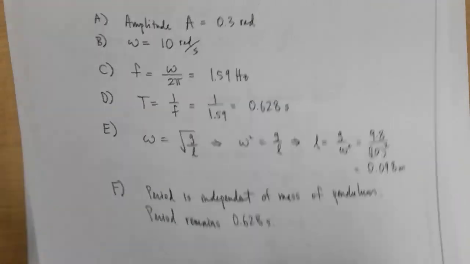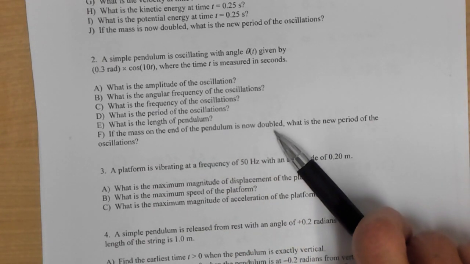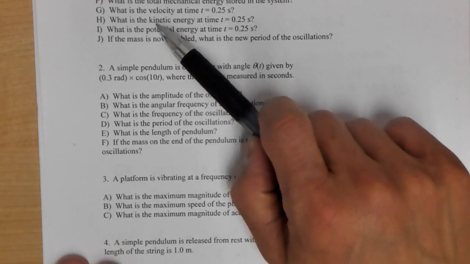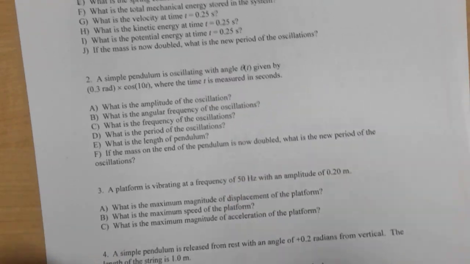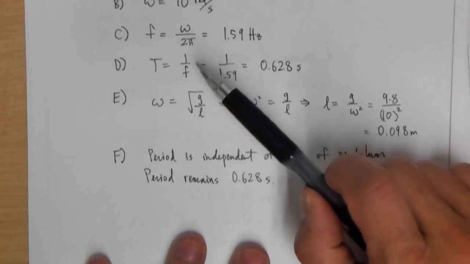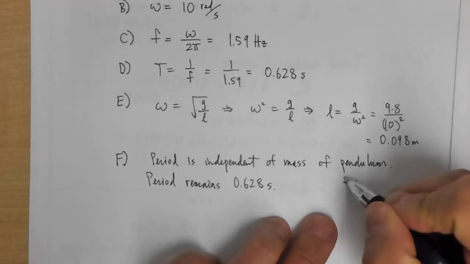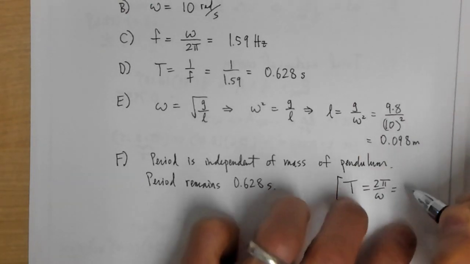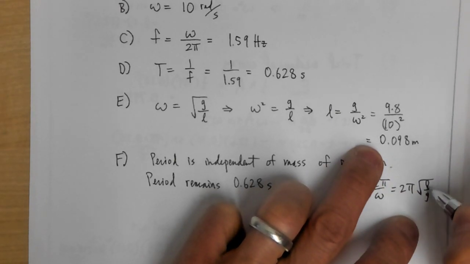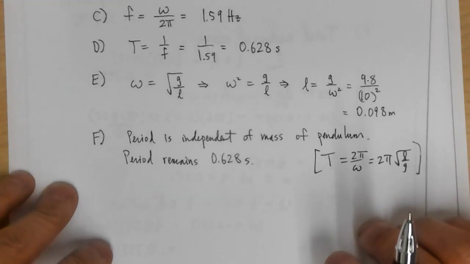Now they ask, if the mass of the pendulum is now doubled, what is the new period of the oscillation? So remember, mass changed the period for the spring, but the mass of the pendulum really does not appear in the formula for the period. Let's look at the formula for the period: 2 pi over omega, so that will be 2 pi square root of L over g. So there's no mass in this problem. The period remains the same, which was 0.628. All right, so that's that one.